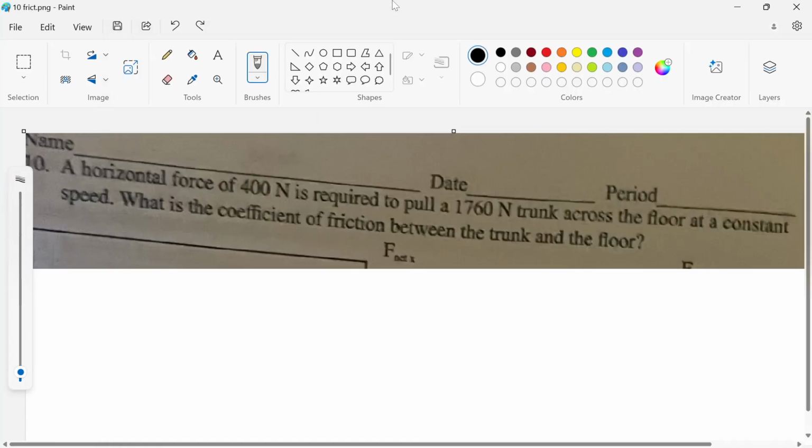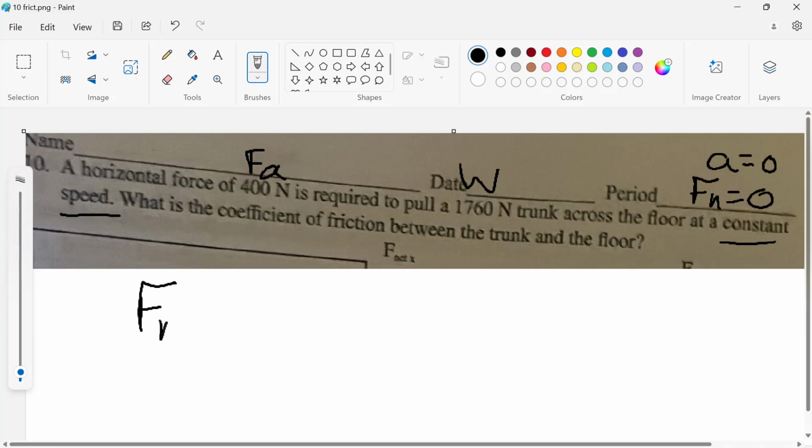This is a physics question about the coefficient of friction, coefficient of kinetic friction. A horizontal force of 400 newtons, that's the applied force, is required to pull a 1760 newton trunk, that is the weight, across the floor at a constant speed. If the speed is constant, that means the acceleration is 0, and that means the net force is 0. And then what is the coefficient of friction between the trunk and the floor?